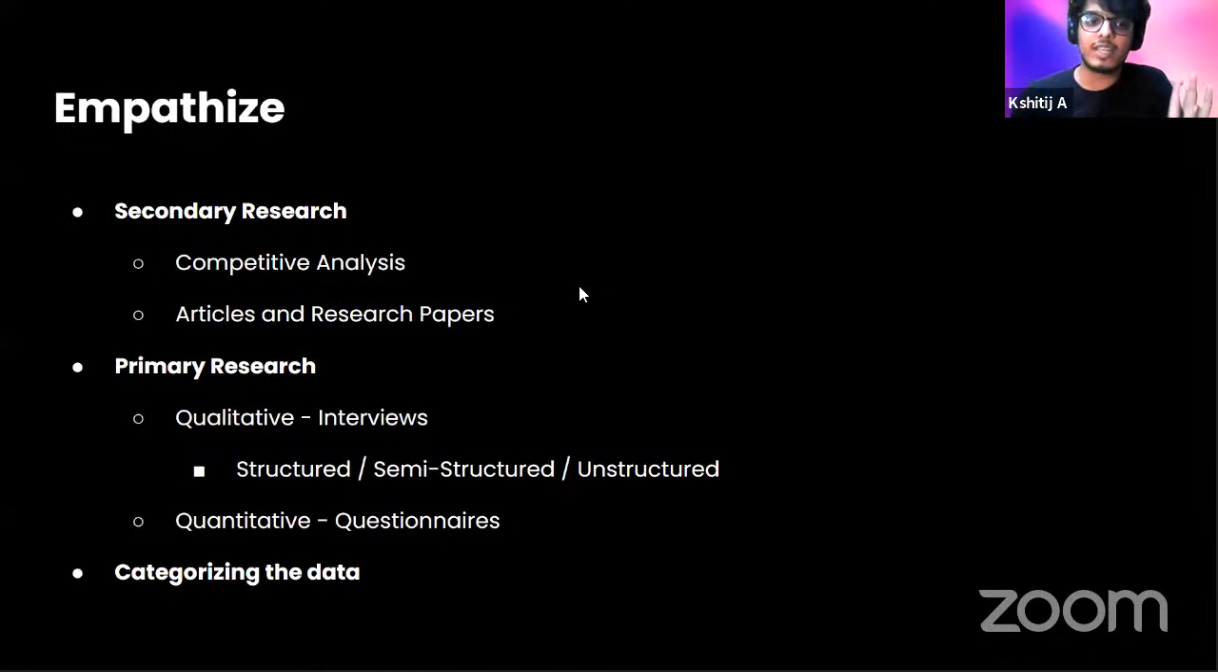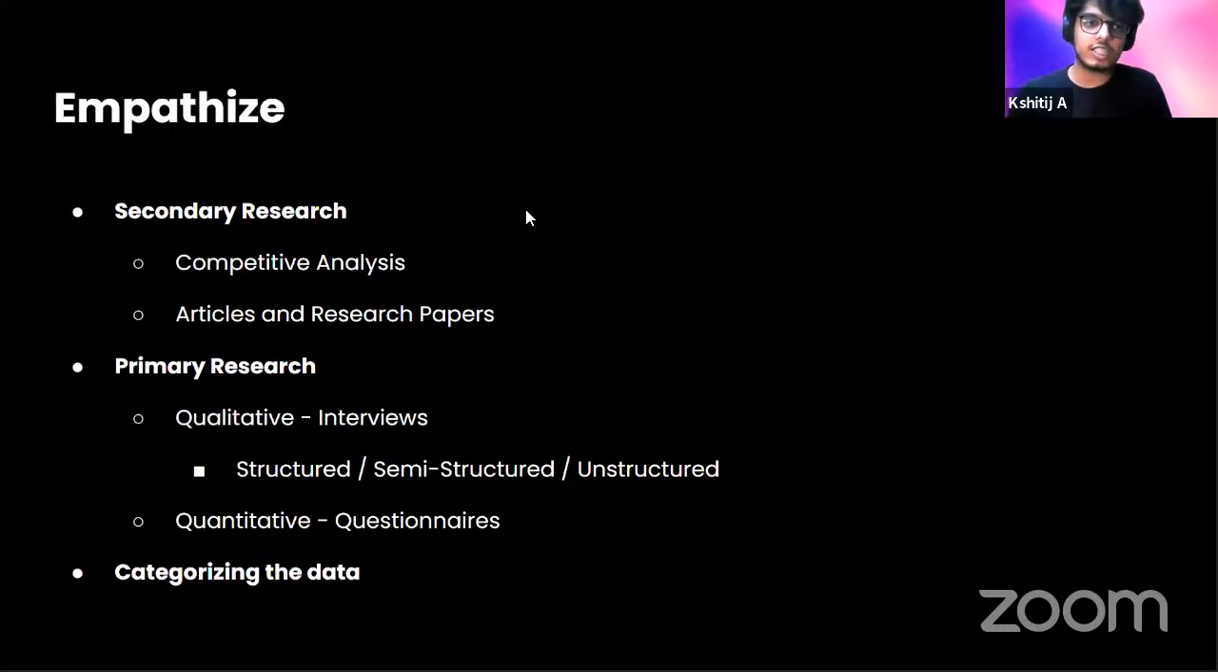It's very simple. Secondary research is essentially understanding the problem space. Let's say you have something in mind: this is the problem space I want to work in, and that's the solution I want to find. You just want to understand how big that problem is and what other people have to say about it. All that comes under secondary research.